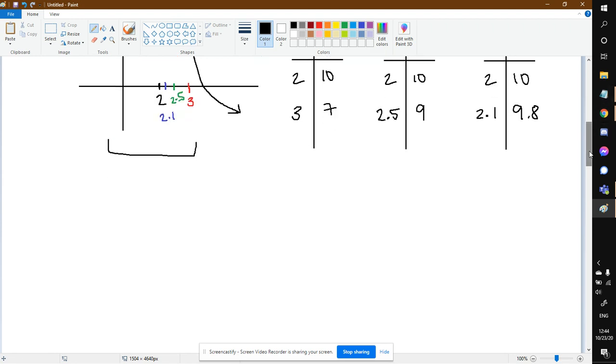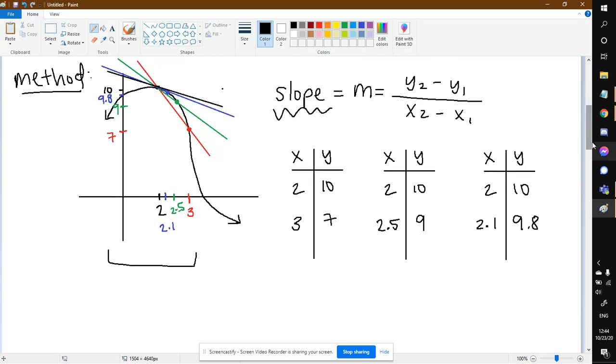In order to find these slopes, you get out a calculator, you get out Desmos, you get out your phone, whichever you like. And I'm just going to go ahead and plug in. Y2 is 7. Here's what I'm plugging into my calculator. So I'm finding the slope of the red line first. I'm doing 7 minus 10 over 3 minus 2.